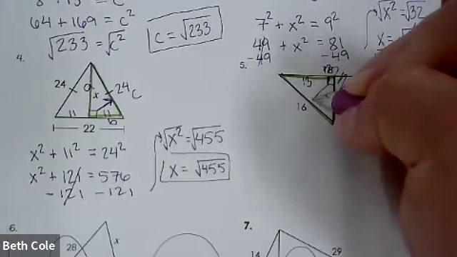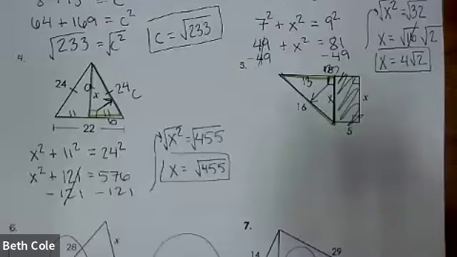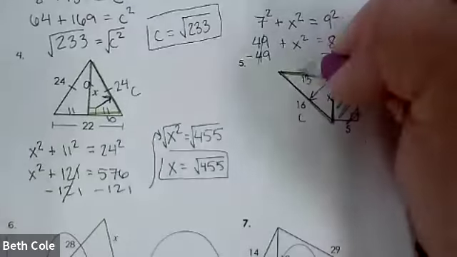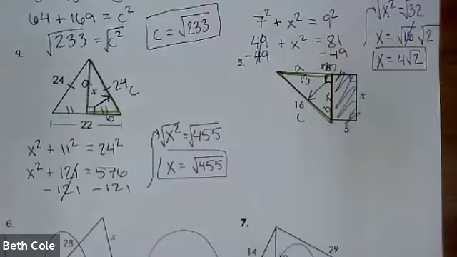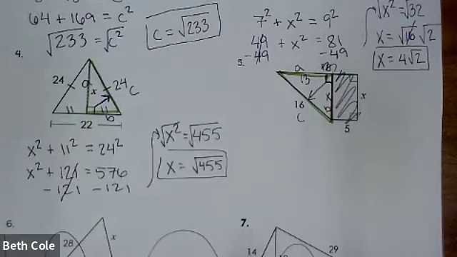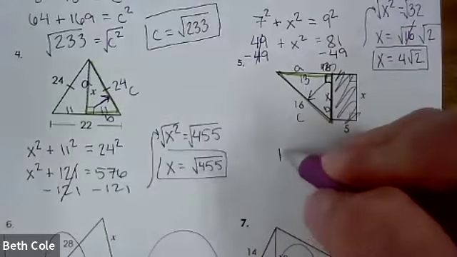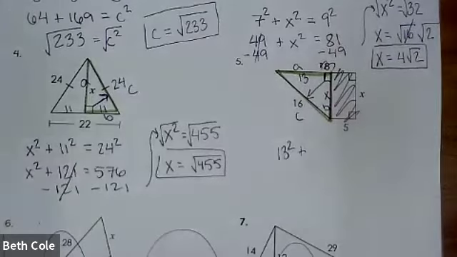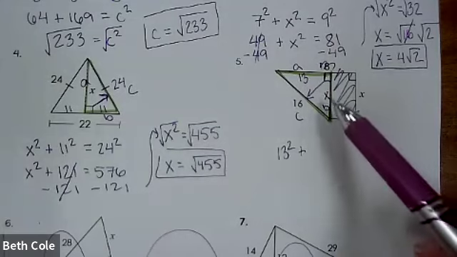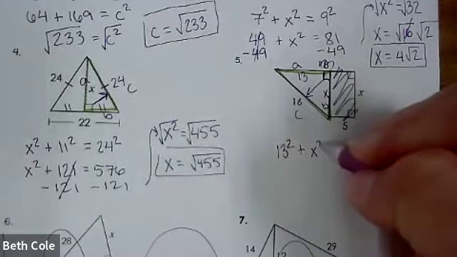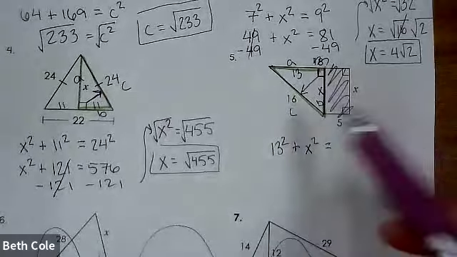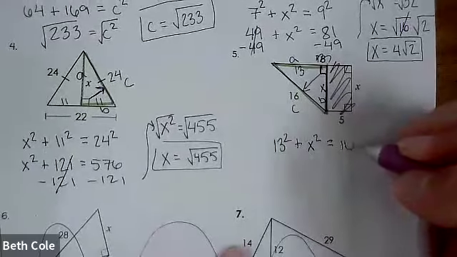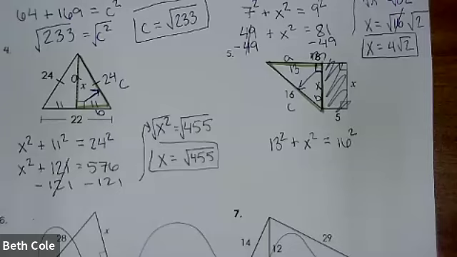What is C in this case? 16. Good. A is 13. B is x. So you're going to put it into your Pythagorean theorem. A is 13. So we're going to say 13 squared plus what squared? What, x squared, good. Or you could say b squared, either way, equals 16 squared. C is 16. All right? Now, put that in the calculator.